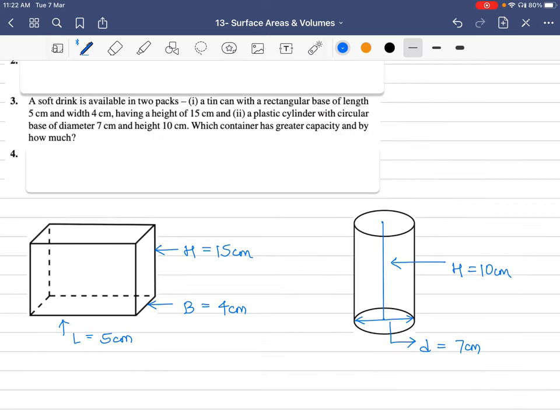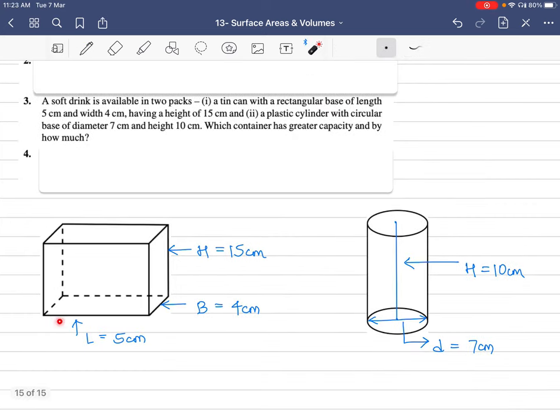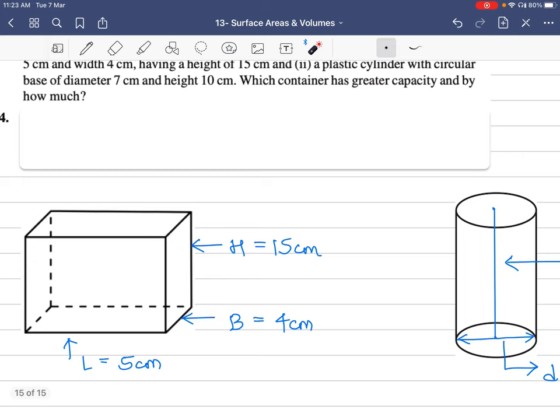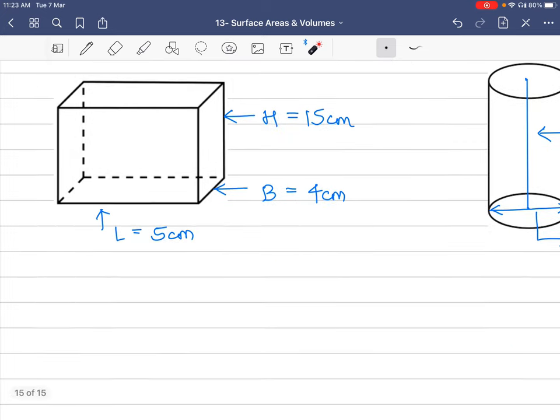Okay, so we have these two solid figures, figure number 1 which is a cuboid with these dimensions L, B, H, and then figure number 2 is cylinder with these dimensions diameter and the height, and we have to find out which container has greater capacity and by how much. So basically indirectly we have to find out the volumes of these two figures. Once we find out the volumes of these two figures, we can tell which of them has a greater volume and by how much. Okay, quite a simple and straightforward problem.